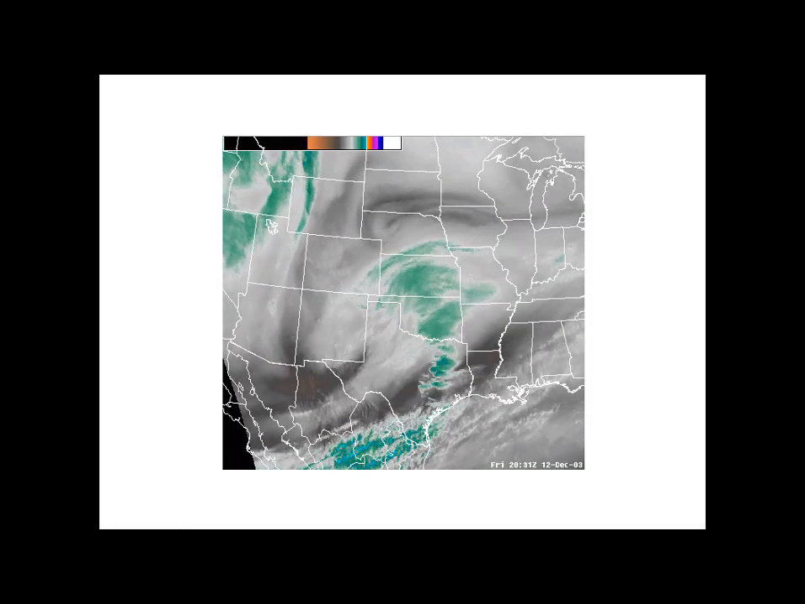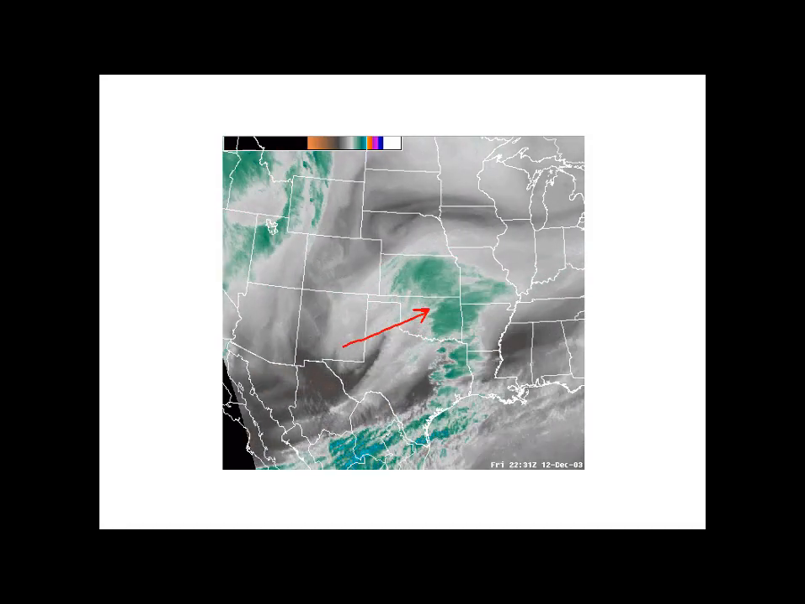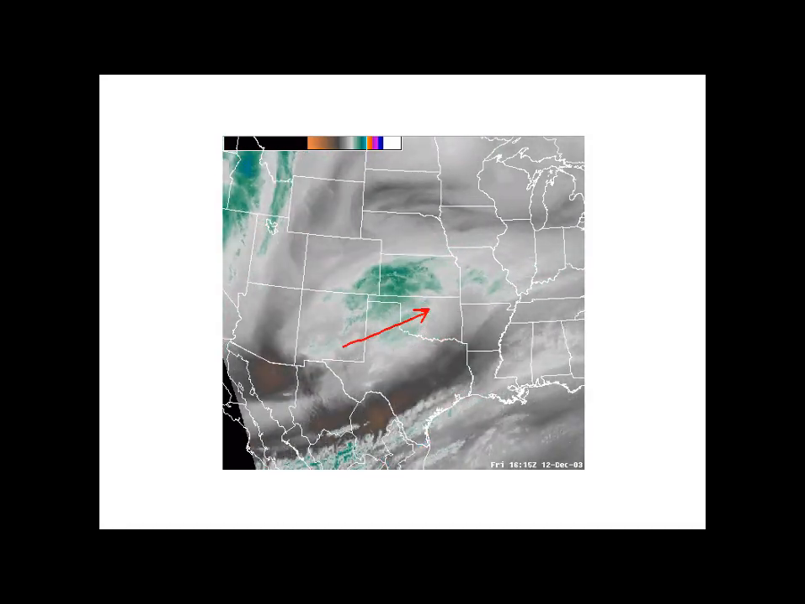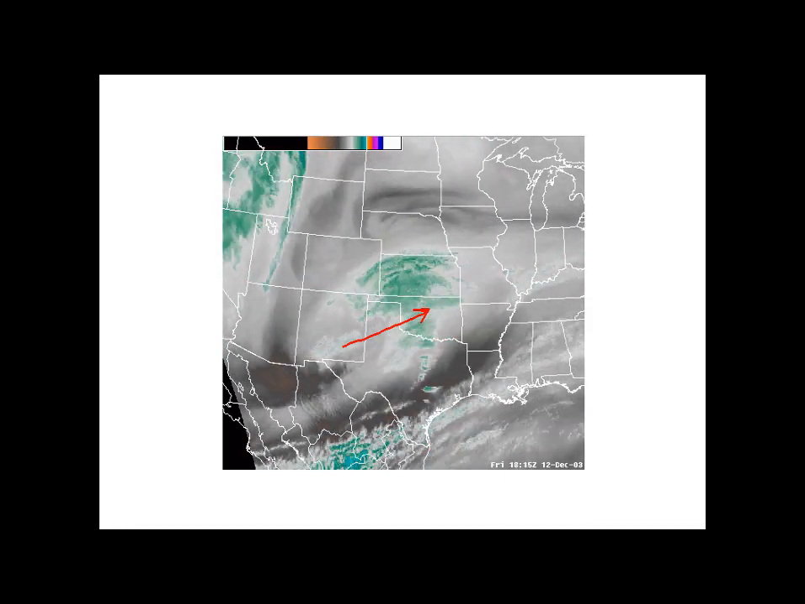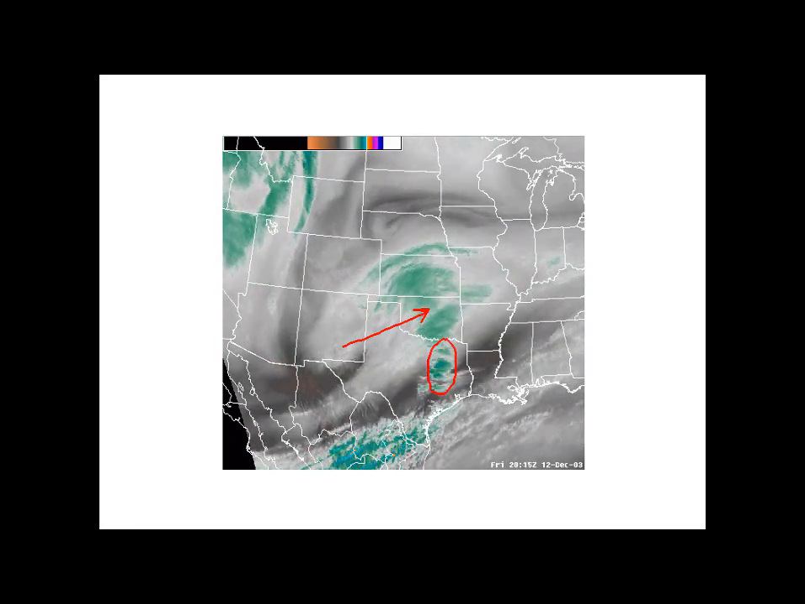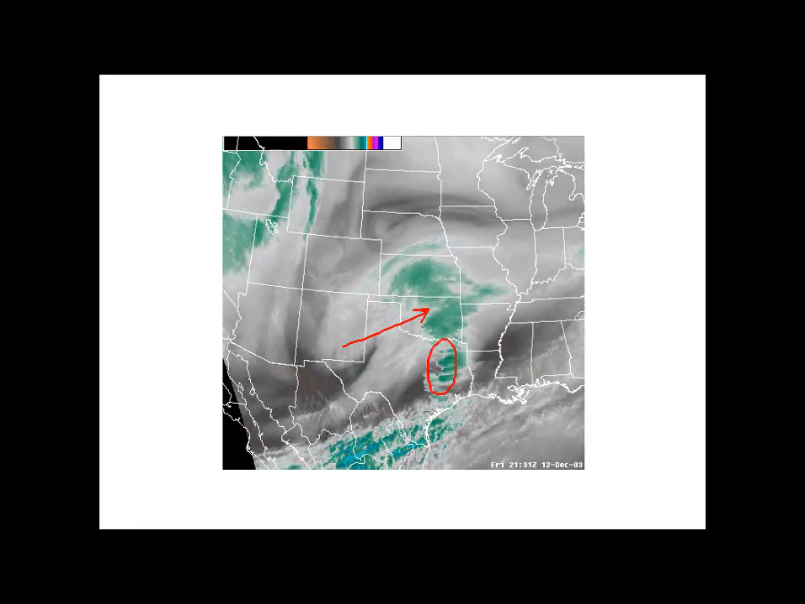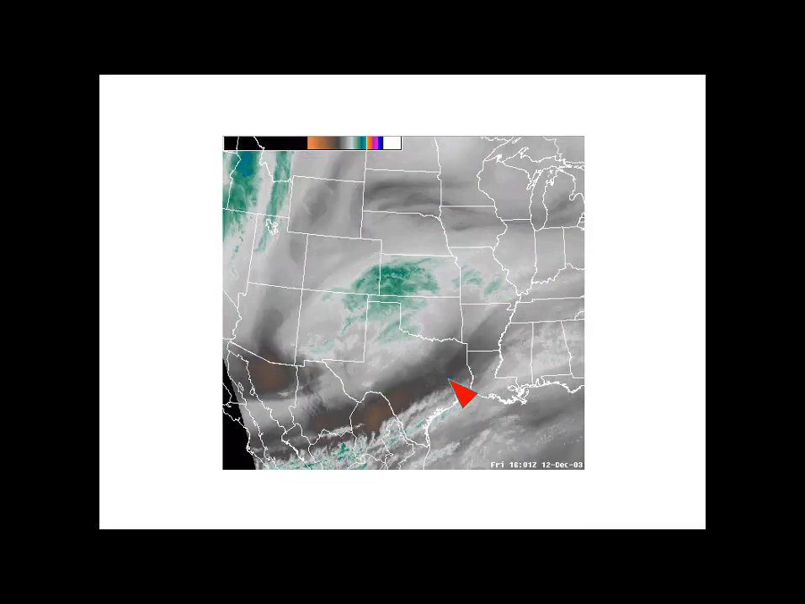Let's go to the water vapor imagery here, and you can see our approaching shortwave and the precipitation associated with it as it goes into Texas, Oklahoma, and Kansas. But the thing I want to emphasize here is the convection that we see developing right here in eastern Texas. And what can we infer from this convection that we see here in eastern Texas?